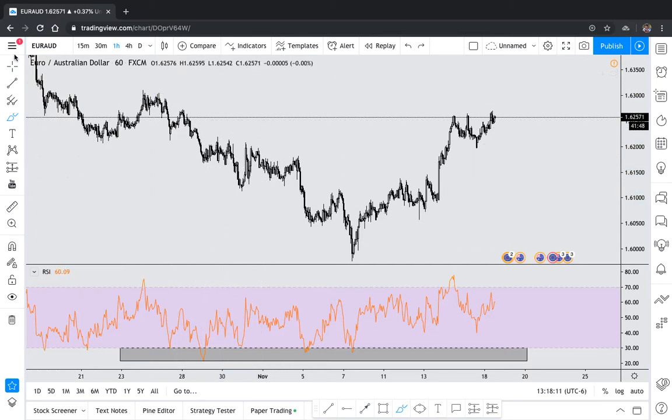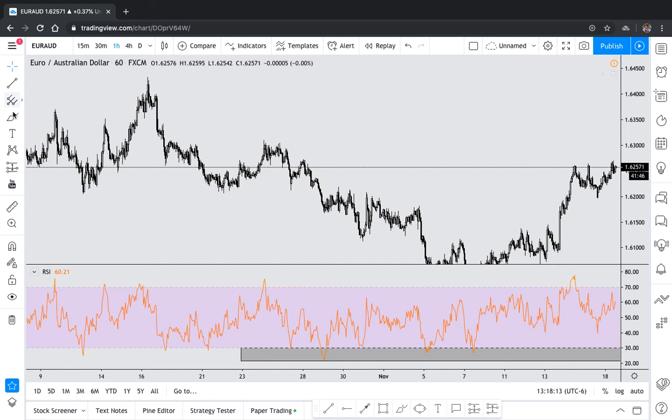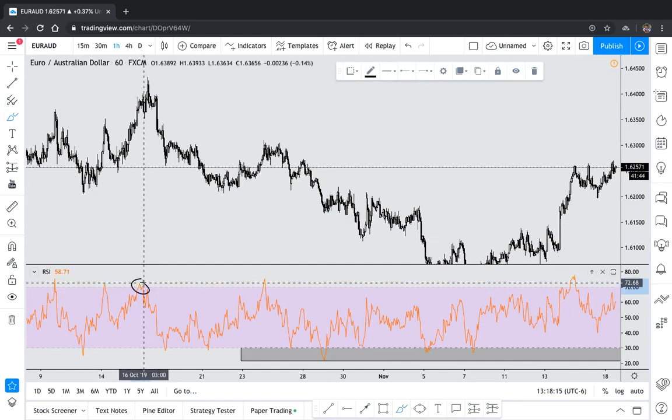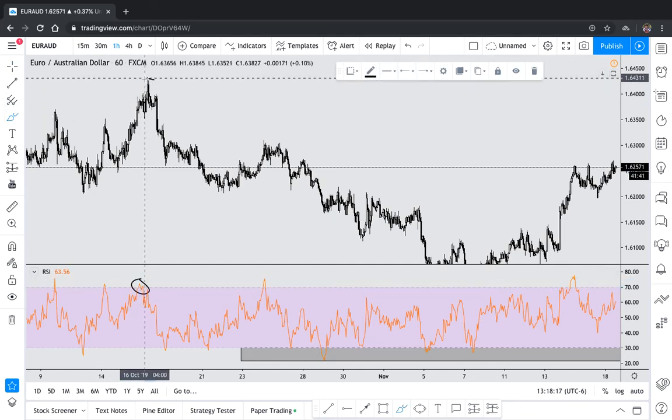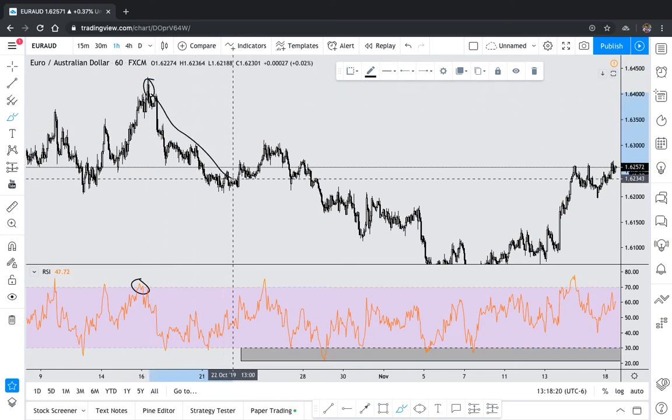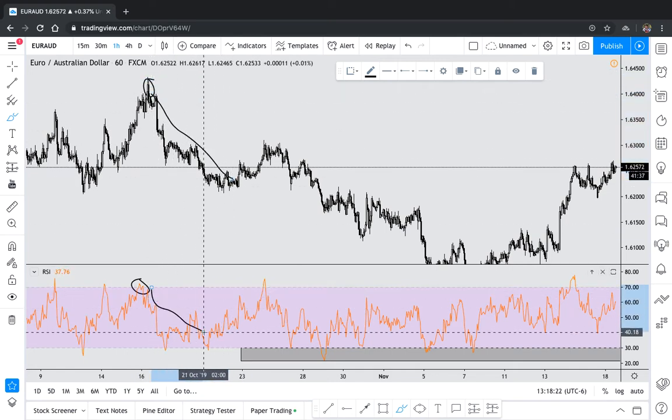And that's what a lot of people using indicators tell you, right? That it's so perfect because if we line it up, we see that it's overbought right here. Price is at an all-time high and it drops just like the RSI.